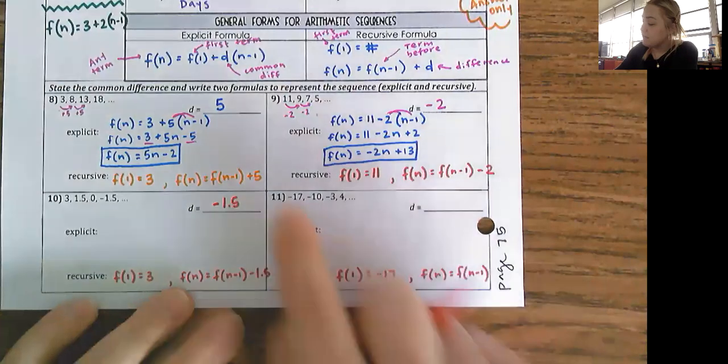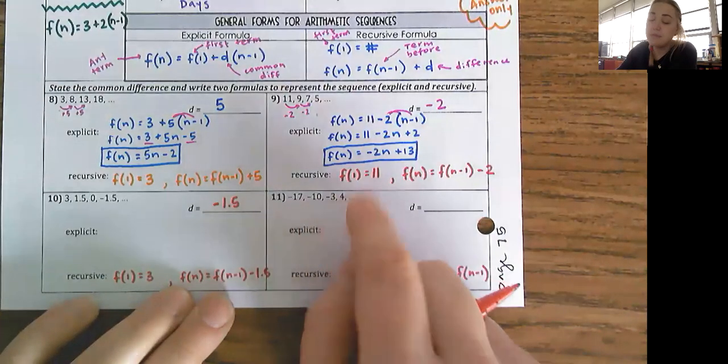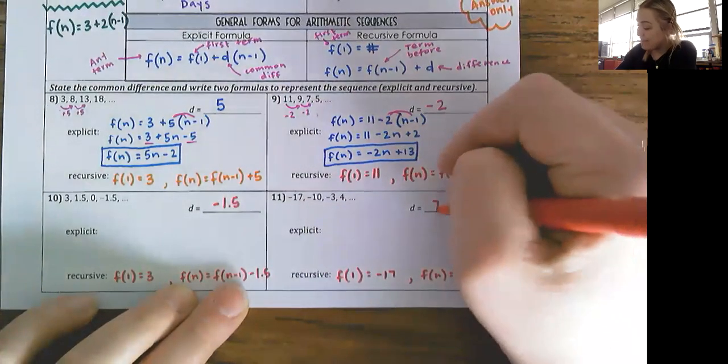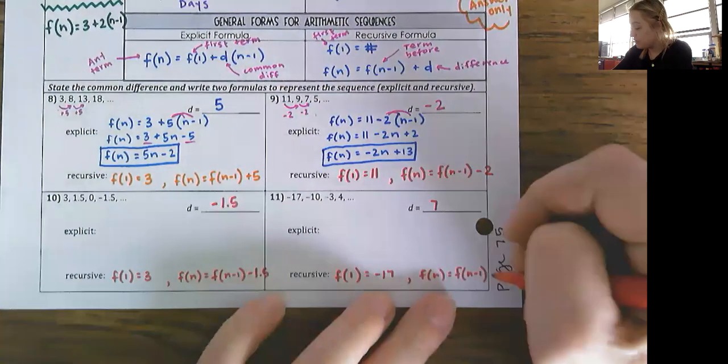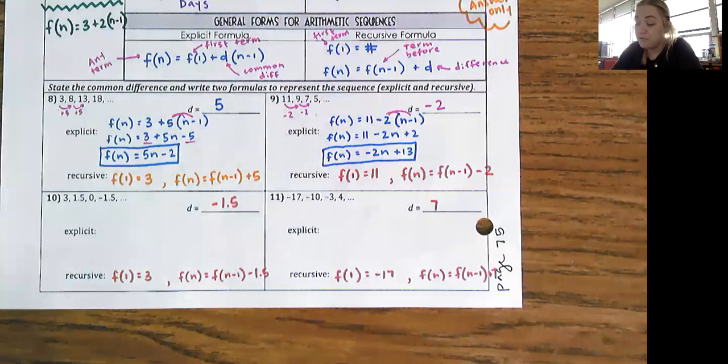Over here, from negative 17 up to negative 10, up to negative 3, up to 4, that is adding 7. So I put a positive 7, a plus 7 right there. You just finished your recursives for the whole page. I want you to push pause and follow the format that we used on the explicit equations. Finish up numbers 10 and 11.